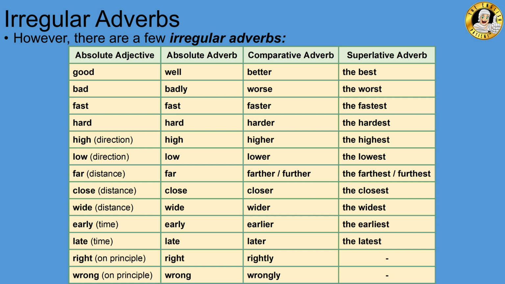Far, as in distance, the adverb is far, and you can use farther or further, or the farthest or the furthest. And close, as in distance, close is also an adverb, and the comparative is closer and the closest.